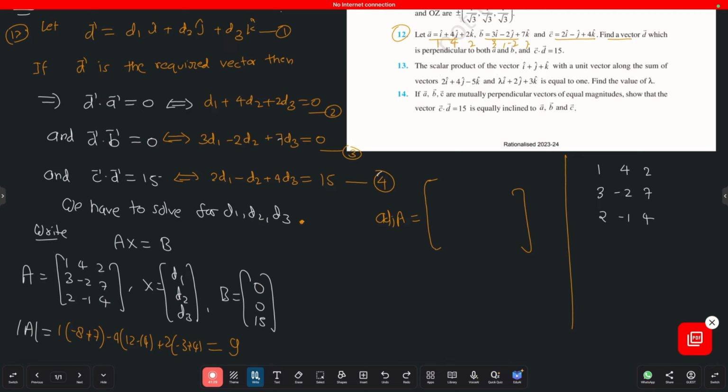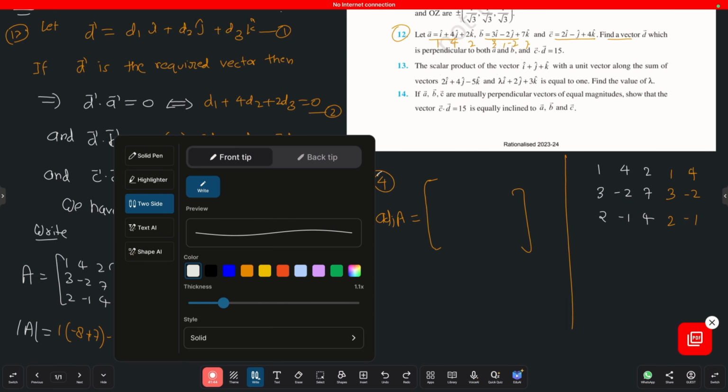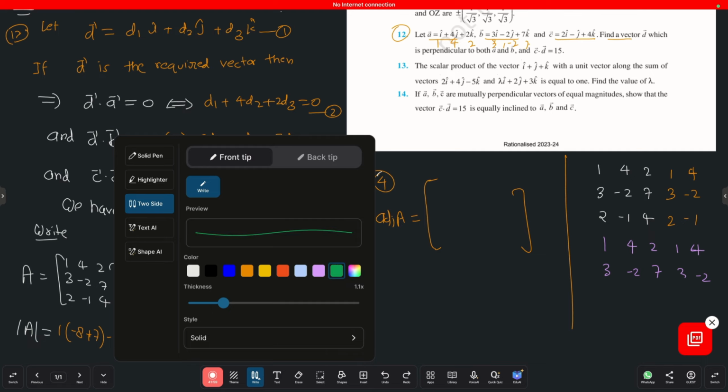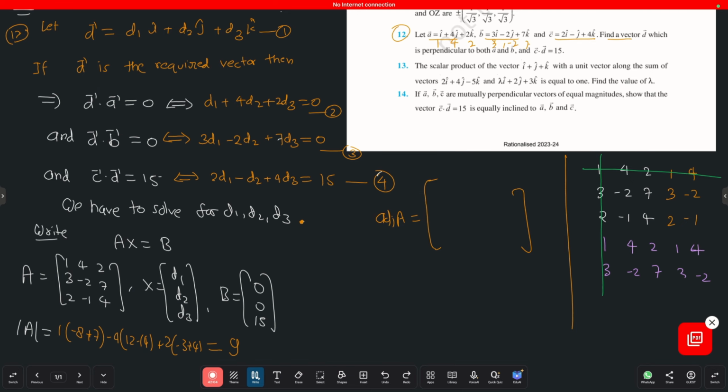First repeat the first two columns. Then I need to repeat the first two rows, so change the color: 1, 4, 2, 1, 4; 3, minus 2, 7, 3, minus 2. Then what next? We delete the rest, forget it, it is useless.